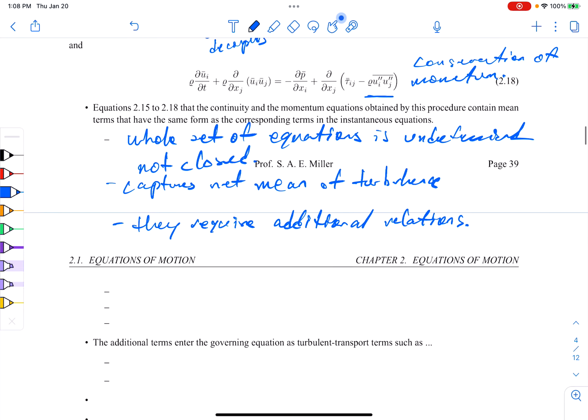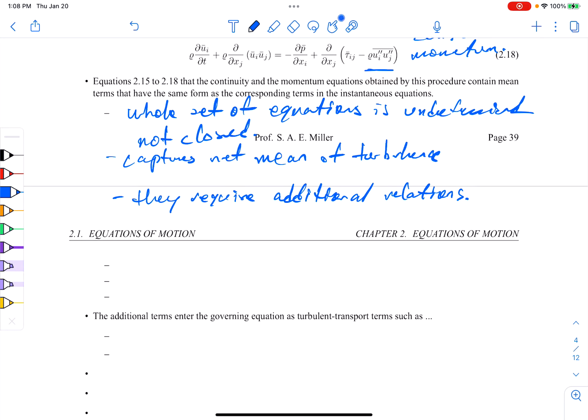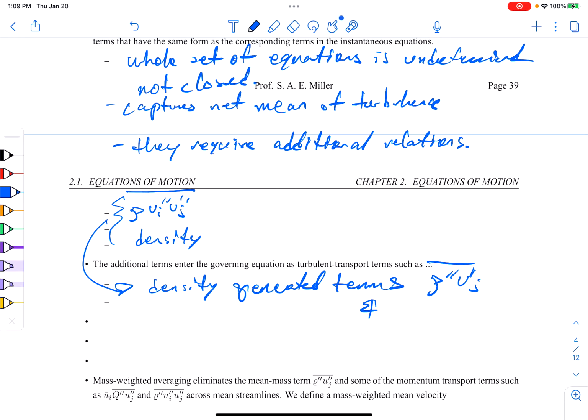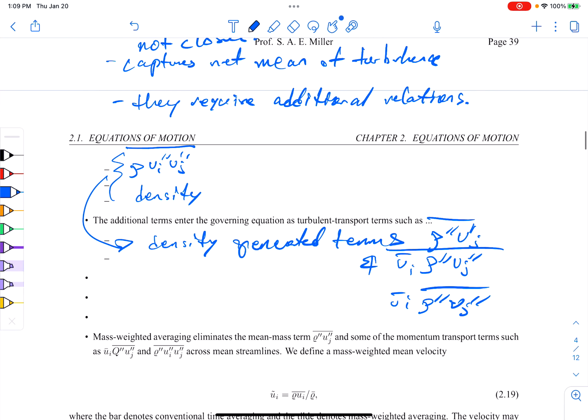And we'll look at exactly what happens when we take these moments and everything. And there's a few terms. For example, one might be rho, u_i, u_j, prime, prime, prime, prime, bar, right? That's over the whole equation, not just density. And there's also these density-generated terms. I should write these here, sorry. An example would be rho prime prime u prime prime j. And it'd be u_i bar rho prime prime u_j prime prime bar. Okay.